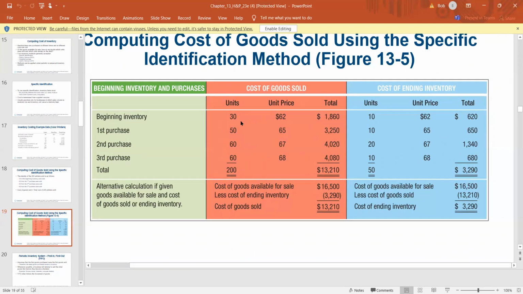Cost of goods sold. Remember, they said they sold 30. 30 times 62, 1860. That means we have 10 remaining in the inventory.